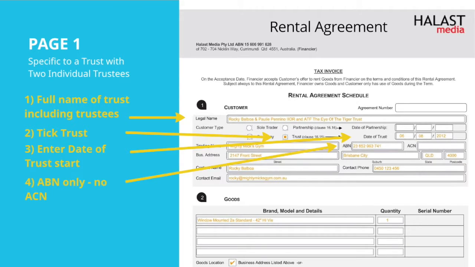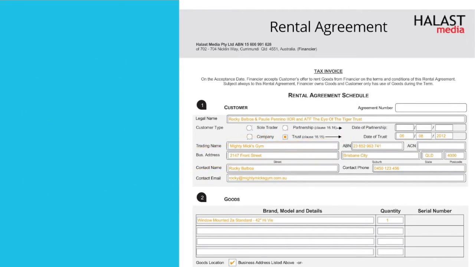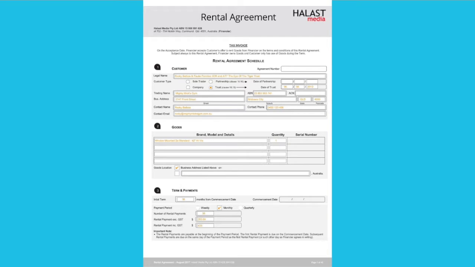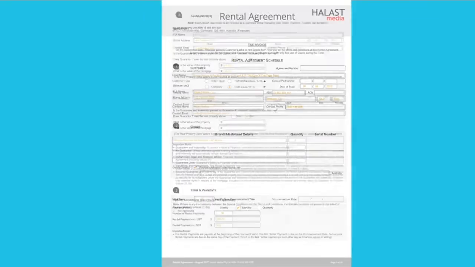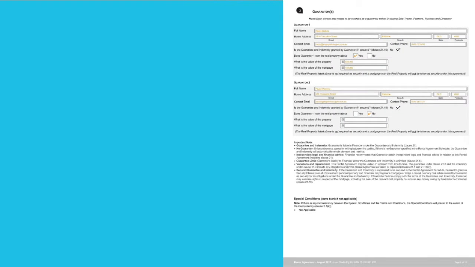Make sure you write in the ABN. There is no ACN as there is no company involved. That's the only differences that exist for a trust with two individual trustees for page 1. So moving on to guarantor details on page 2.